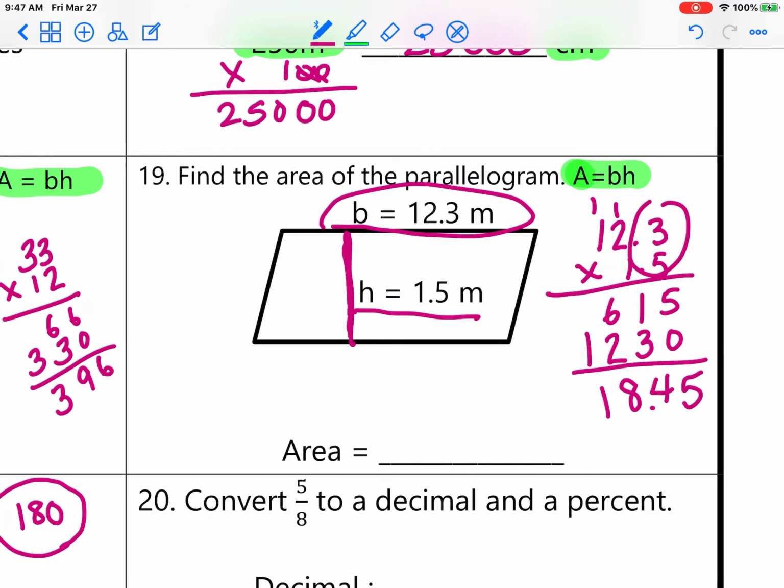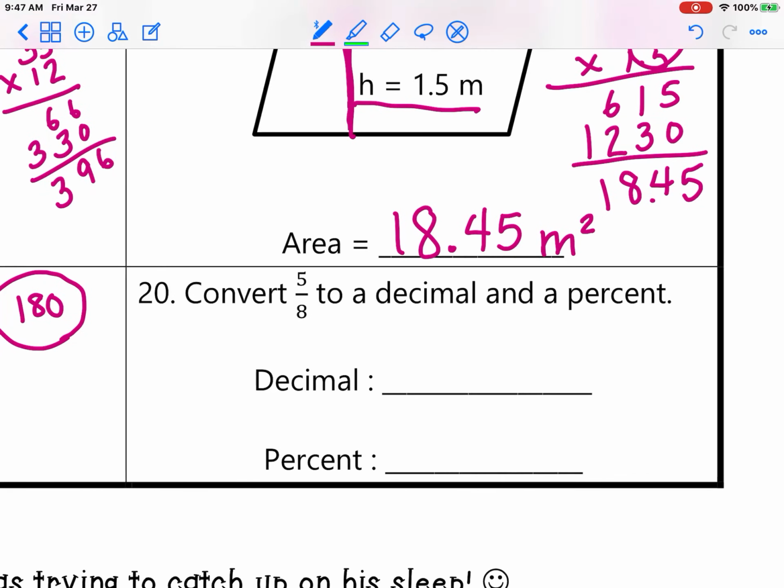I have 2 decimal places in my problem, so 2 decimal places in my answer. The area of this parallelogram is 18 45/100 meters squared, or square meters. You don't have to put the measurement in your form. It'll probably count it wrong if you do. So just put 18 45/100 in your answer.